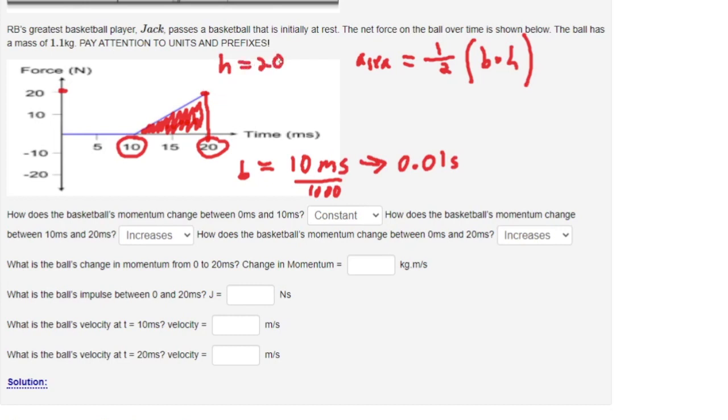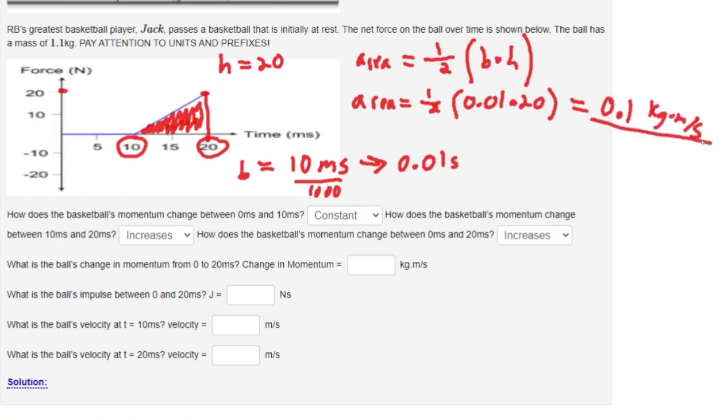Now that we have all this information, we can just plug it in, so the area under this curve is going to be equal to 1/2 our base, which is 0.01, and our height, which is 20. If we do the math here, we should end up with an area equal to 0.1 kilograms times meters per second. This area under the curve is talking about our change in momentum, so this should be 0.1. Next, it asks for the impulse between 0 and 20 milliseconds. So again, impulse is the same as change in momentum. This is just asking the same question to make sure you're paying attention. So this is also 0.1.